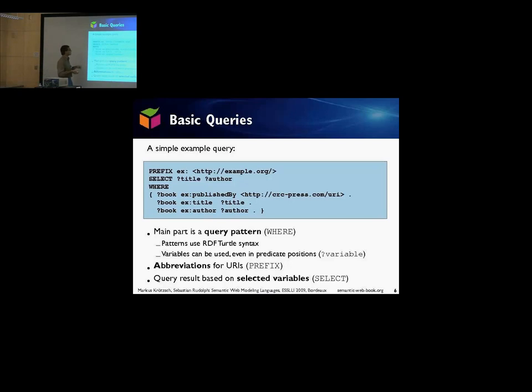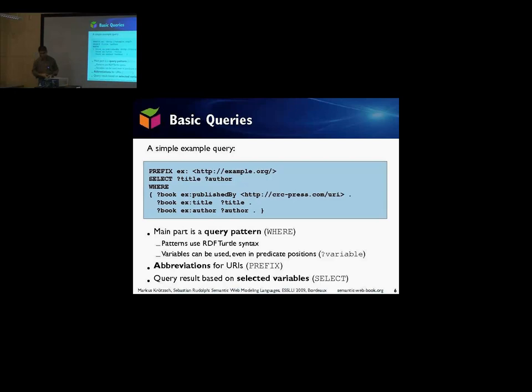Now, again, like the RDF graph, in order to omit writing example.org everywhere where this property is being used, you can specify the prefix on the top. And the SPARQL processor will take care of making sure that this is interpreted like this, and it's going to look for it in the graph. And the results will be returned back for the variables which are specified in the select clause.